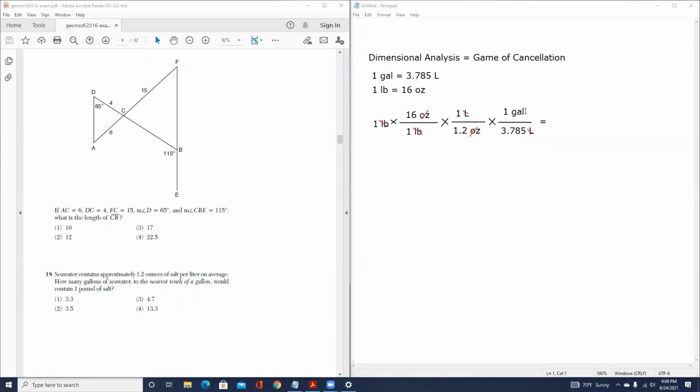So in your calculator, you would multiply 1 times 16 over 1 times 1 over 1.2 times 1 over 3.785. And if you do this and round to the nearest tenth of a gallon, as requested by the problem, you get 3.5 gallons, which is equal to choice 2. Oops, wrong choice 2. This is the correct choice 2, 3.5 gallons.